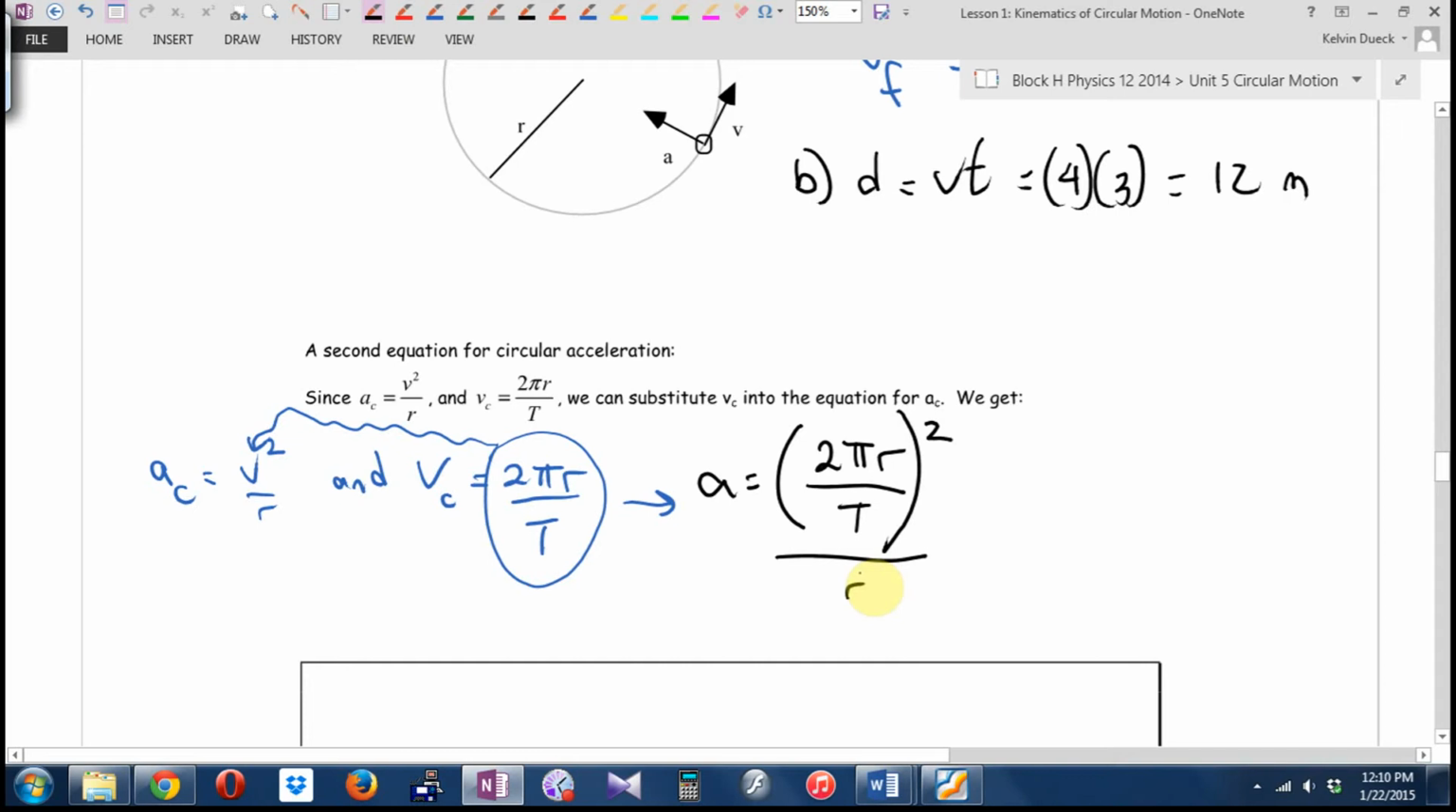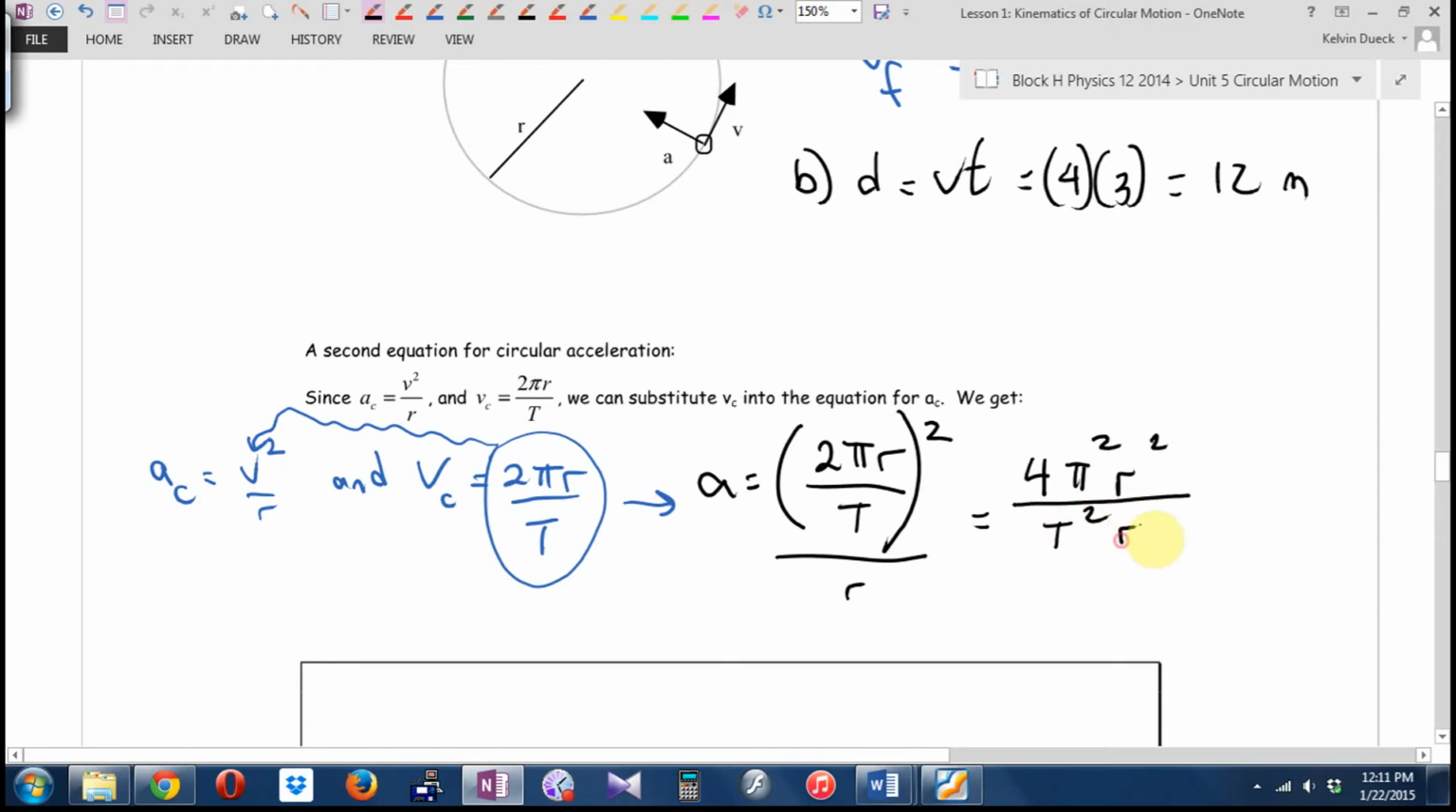I'm going to do a little algebra here, too. You okay with that so far? I'm just doing, for Physics 12, a simple substitution. Hopefully you've gotten much better at this kind of stuff. What's 2 squared? 4. So I'm going to write that as a 4. What's pi squared? I'm going to write that as pi squared. What's r squared? I'm going to write that as r squared over t squared.